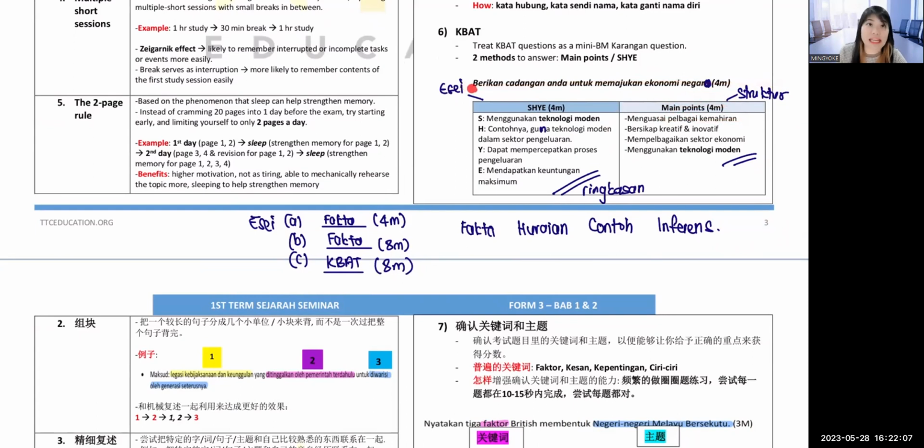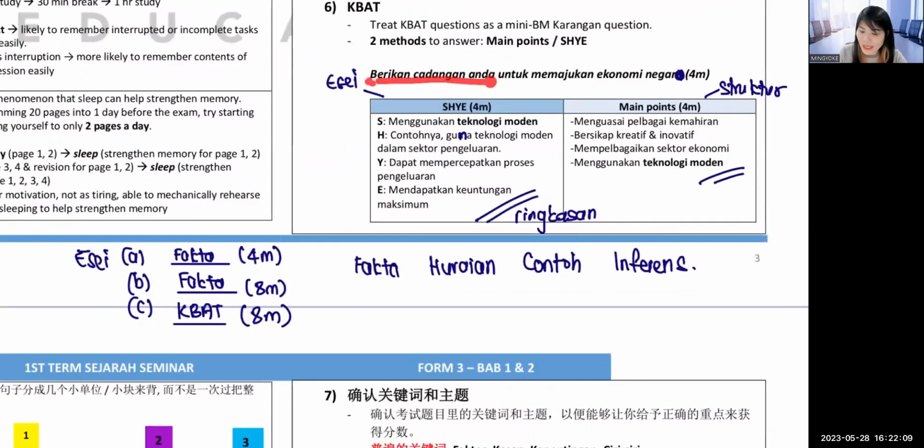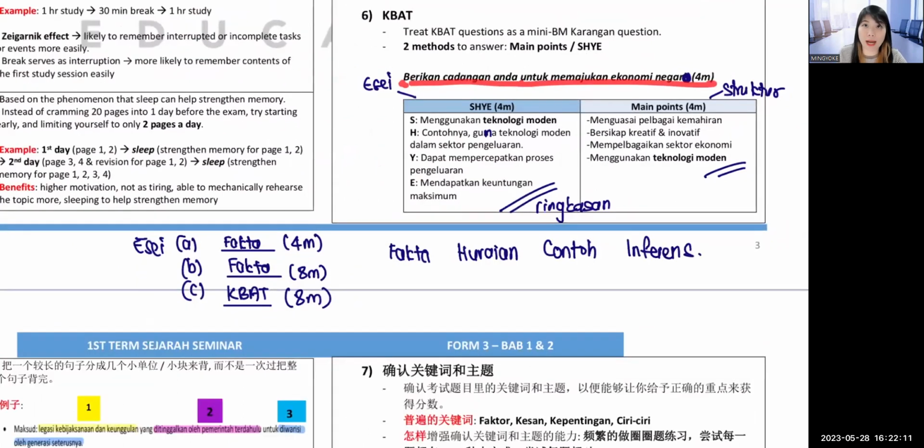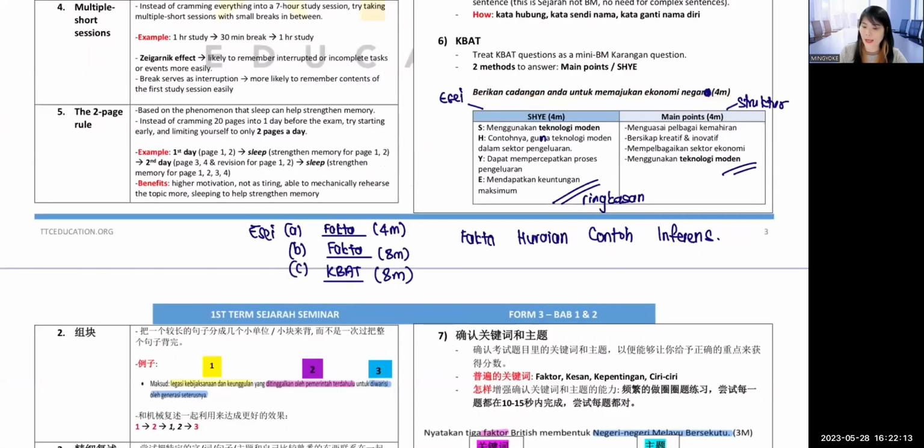For example, if in kebat they ask you, berikan cadangan Anda untuk memajukan ekonomi negara, then you write: Cadangan saya untuk memajukan ekonomi negara adalah menguasai pelbagai kemahiran. To master various types of skill. And then to be creative and innovative. Creative means create something new. Innovative is improve. You understand, right? Creative, innovative. Understand?